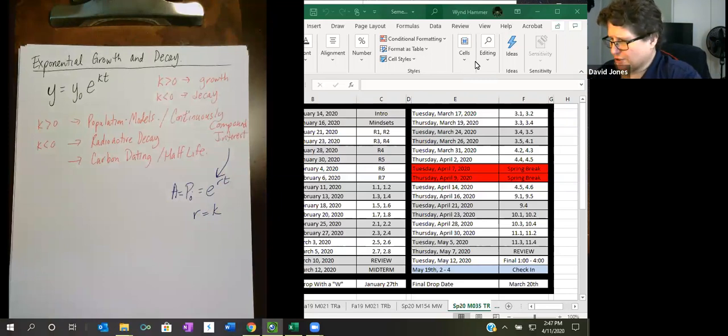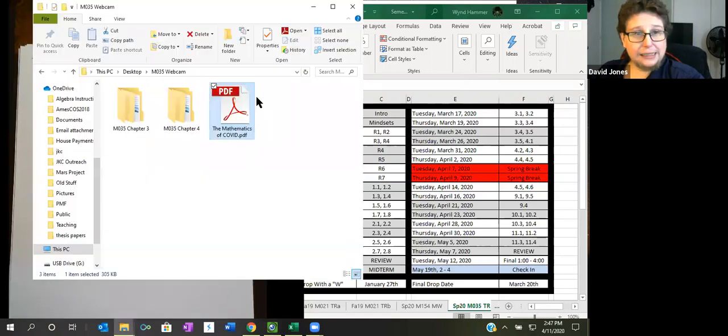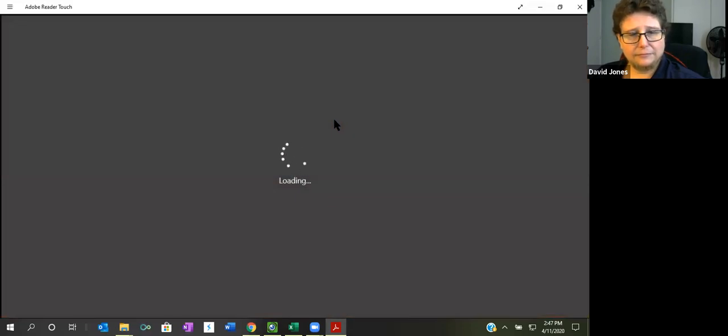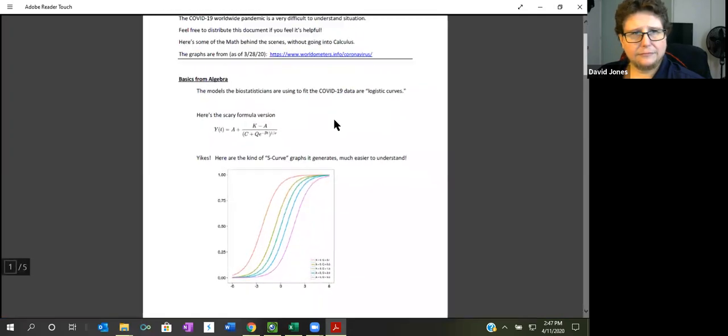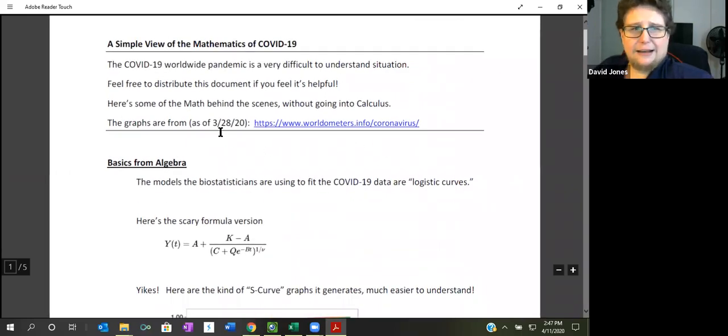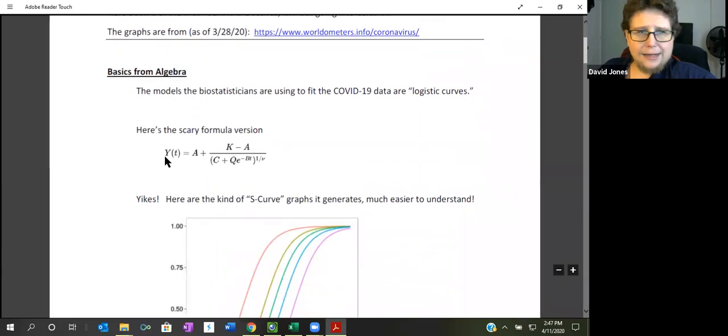So if you've been paying attention to the news, I think I've posted it already. I will share with you an article on the coronavirus that shows the mathematics behind it. In fact, I can show it to you real quick. So this is the math behind it. This was data as of March 28th. And the model they use has something going on like this. These all have different values.